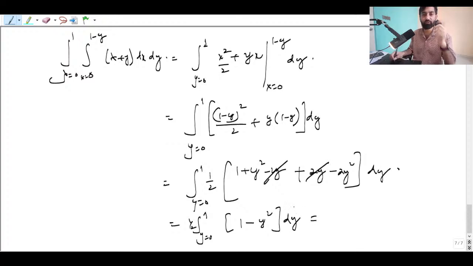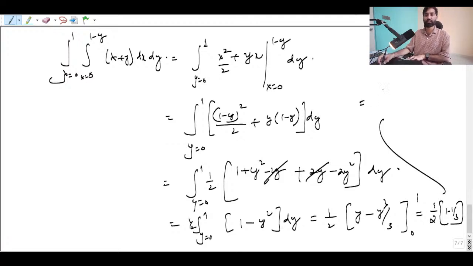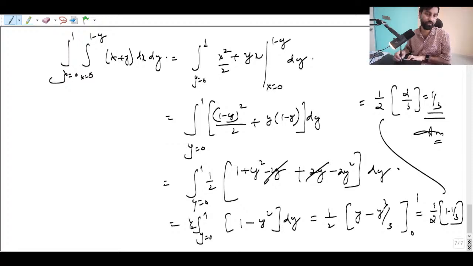Now you have to just integrate this, right? So this becomes y cube by 3, and this is 0 to 1. So 1 by 2, this is 1 minus 1 by 3. The answer has come. If you solve this, it will come 1 by 2 times 2 by 3, which is 1 by 3 answer, right? So the answer for this question is 1 by 3. Okay, you see how fast I have got the answer.